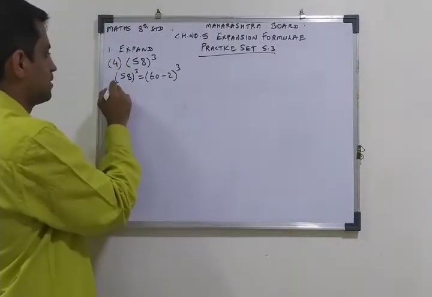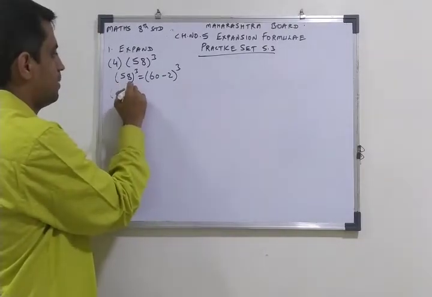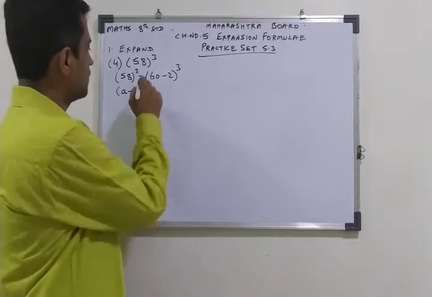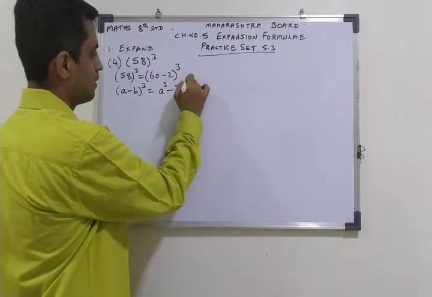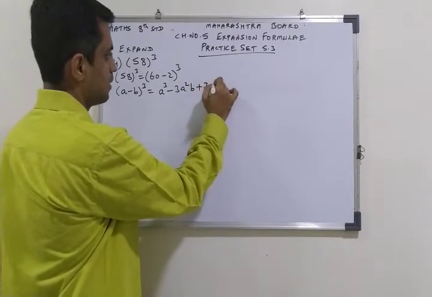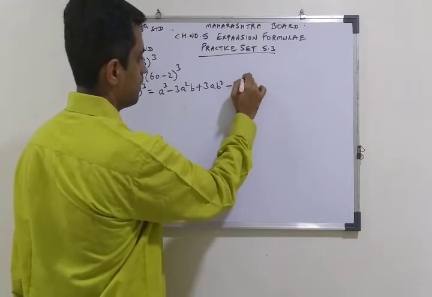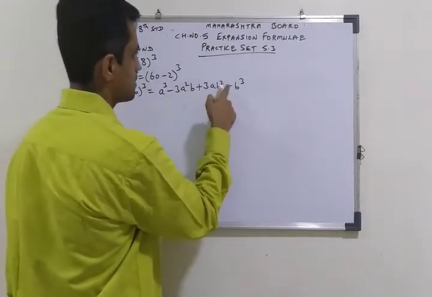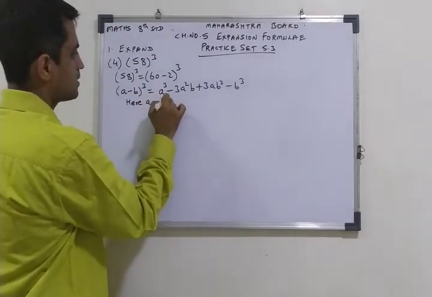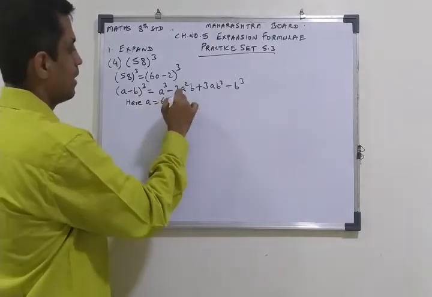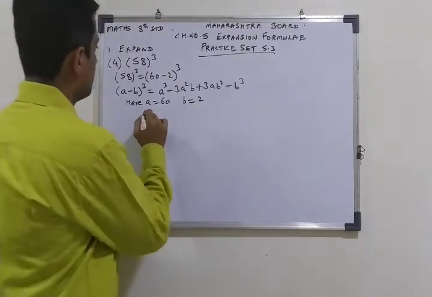The formula was what? Can you remember? Yes, the formula was A minus B the whole cube, so here we will get A cube minus 3A square B plus 3AB square minus B cube, with signs plus minus plus minus. So here A is 60 in our case and our B is 2.